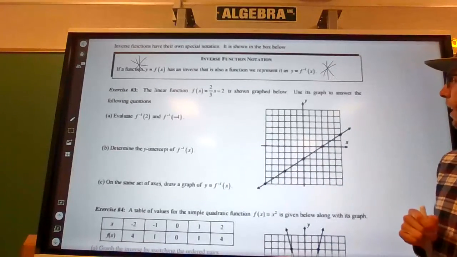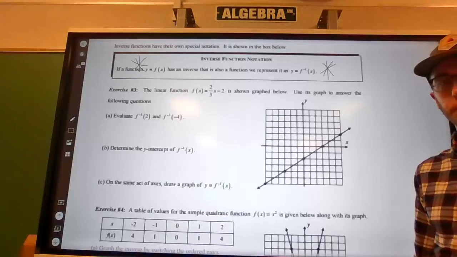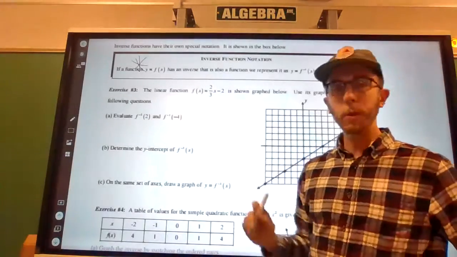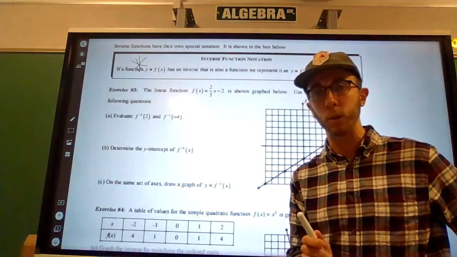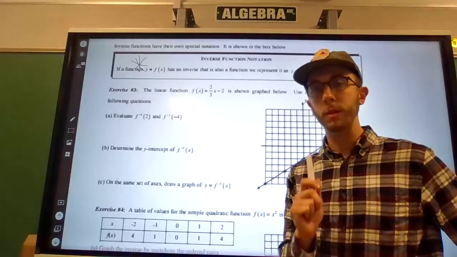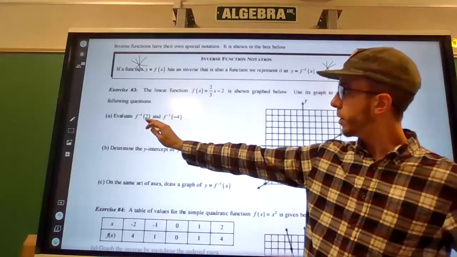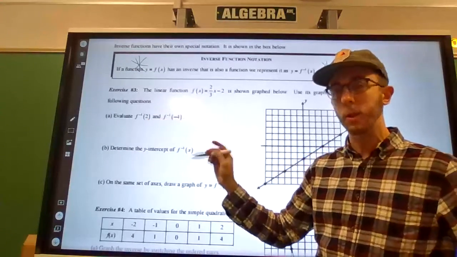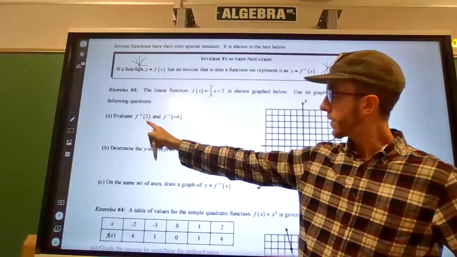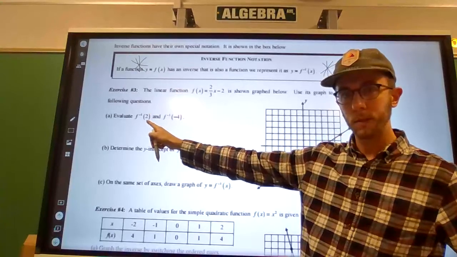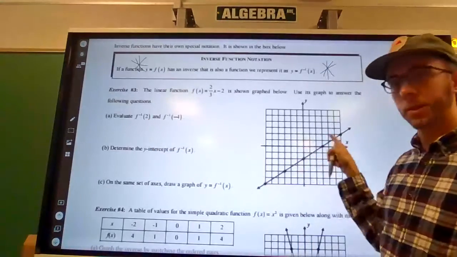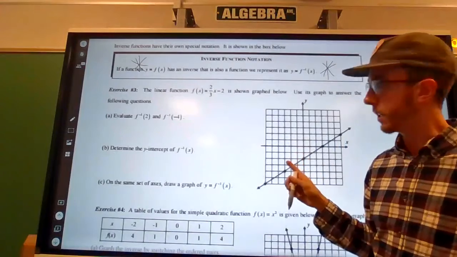We're going to use this graph to answer the following questions. Evaluate f inverse of 2. Think about what that means first. F inverse of 2 means that on our inverse function, x is 2. But we don't have our inverse function here. We have our original function.